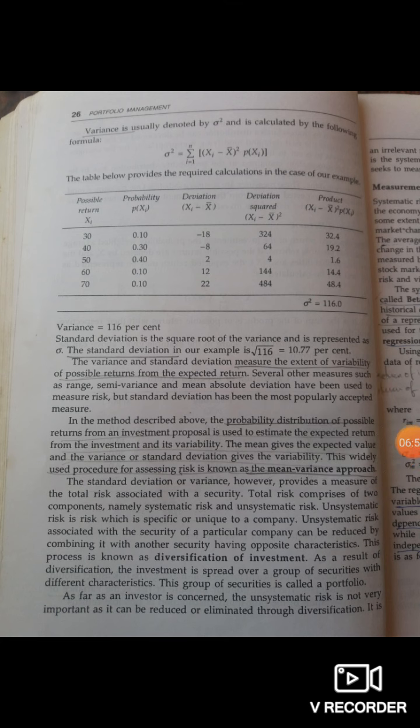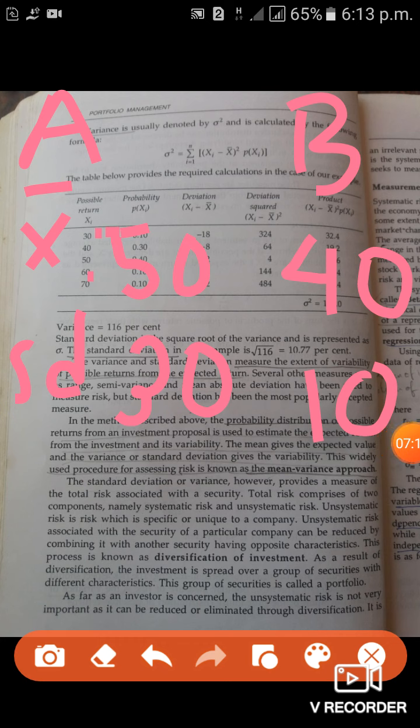So, the variance and standard deviation measure the extent of variability of possible returns from the expected return. So, in this method we are calculating the mean return and the deviation from the return, or the variance from the return. So, this measure is actually called the mean variance approach. So, we had talked about standard deviation.